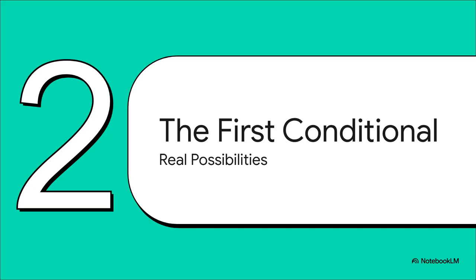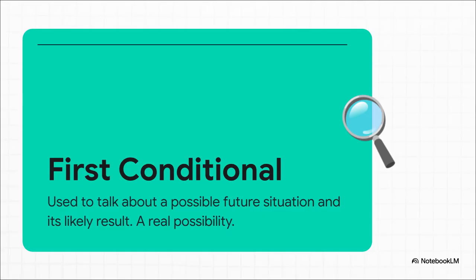And for that, we need the first conditional. This is our go-to for predicting what's probably going to happen next. I like to think of the first conditional as our own personal crystal ball. We're not talking about 100% guaranteed scientific facts anymore. Now, we're talking about very real, very possible future situations. This is the language of making plans, making predictions, all about those likely outcomes.